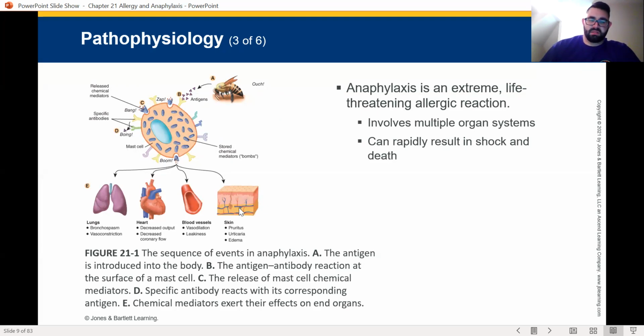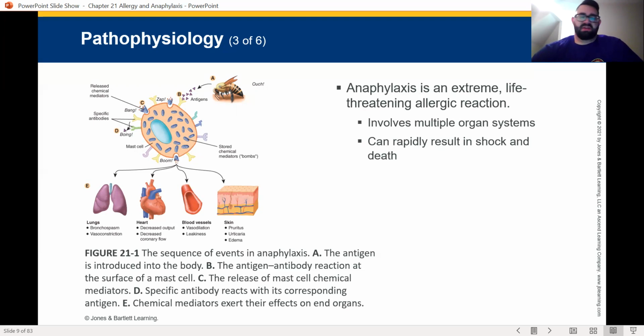So for the skin, you'll get pruritus, urticaria, and edema. Pruritus just means itching. Urticaria is just a fancy word for hives.